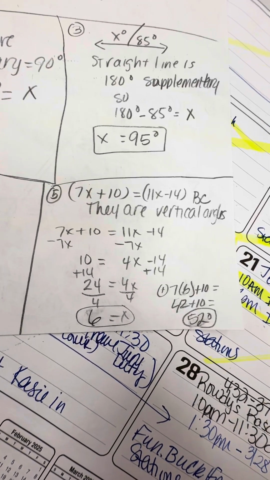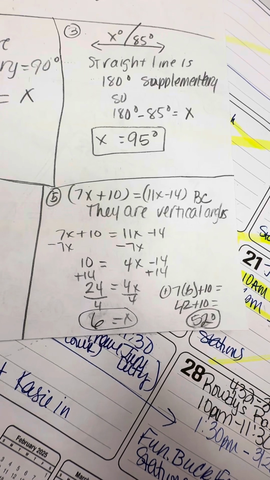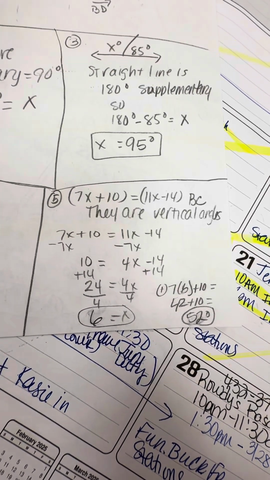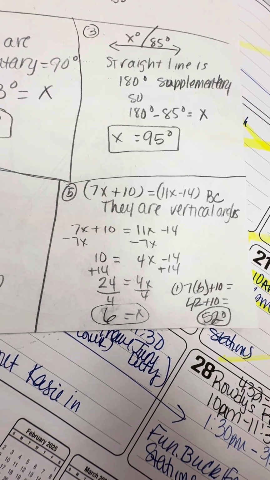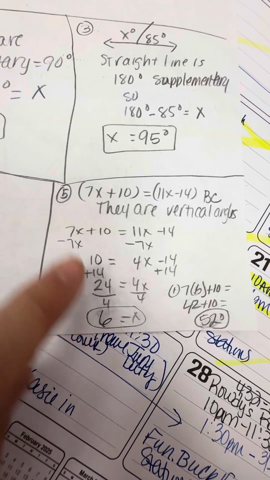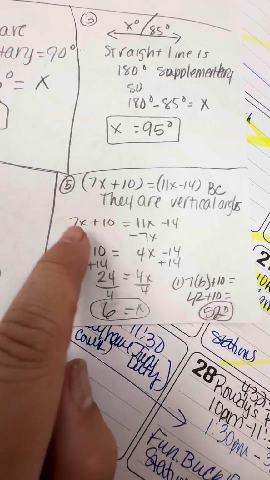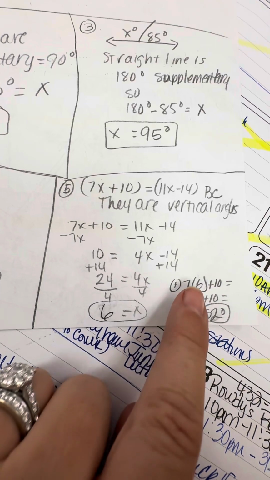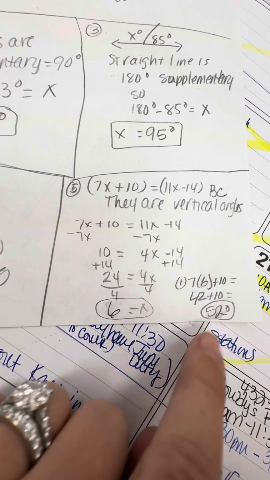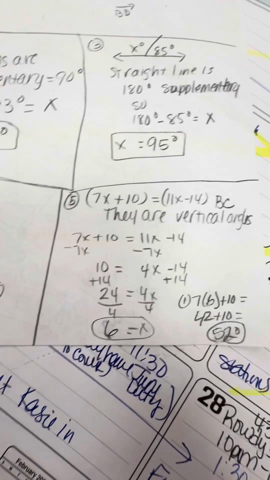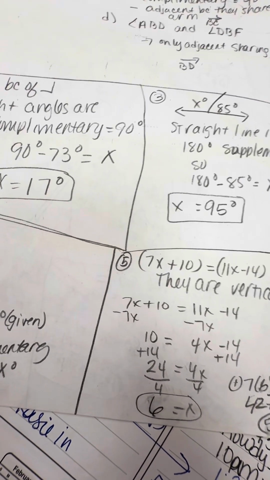But that was not my final question. My final question was to find the value of x. So x was equal to 6. If I then wanted to know what the angle equaled, I would plug 6 back in for x, and that's what I did here. 7 times 6 is 42, plus 10 is 52 degrees. So those angles were equal to 52 degrees. I'm going to stop here, and I'm going to flip over to the other side in just a second.